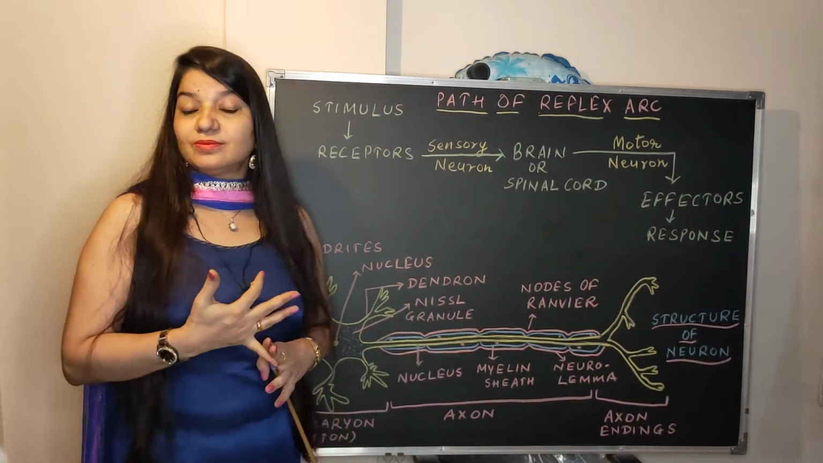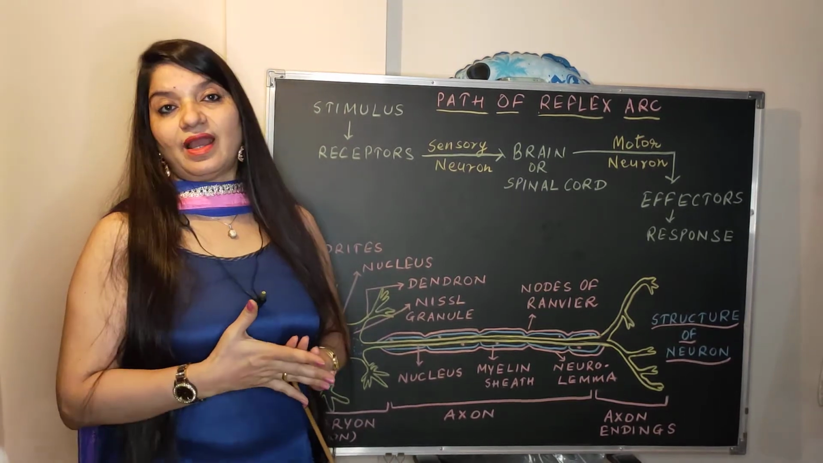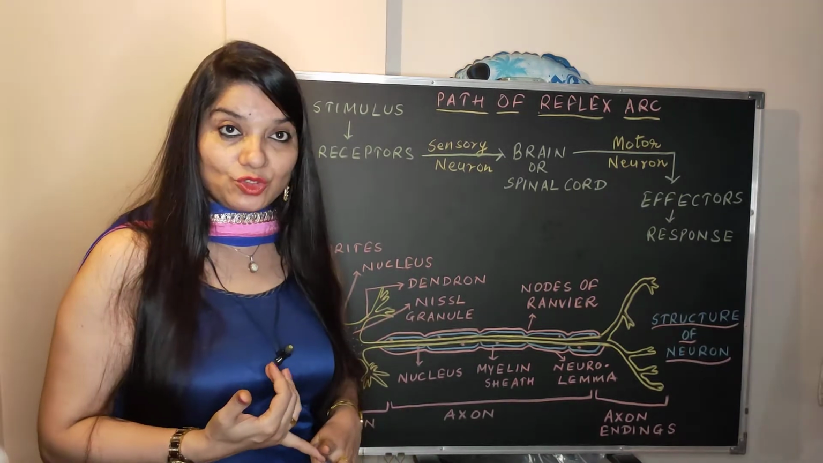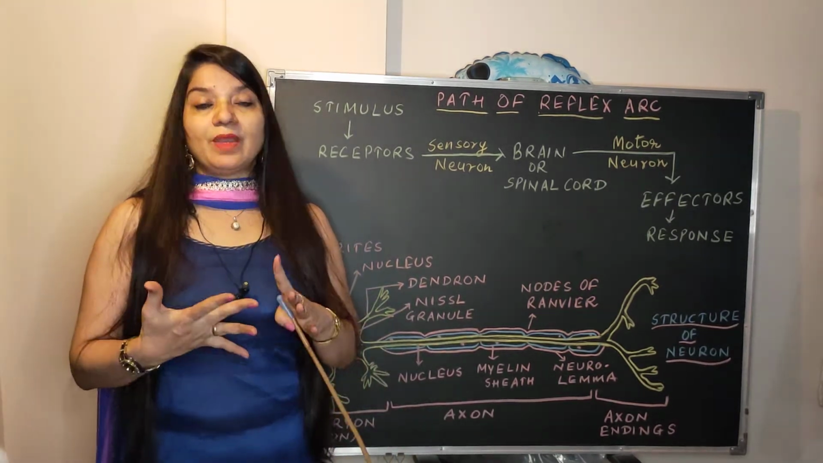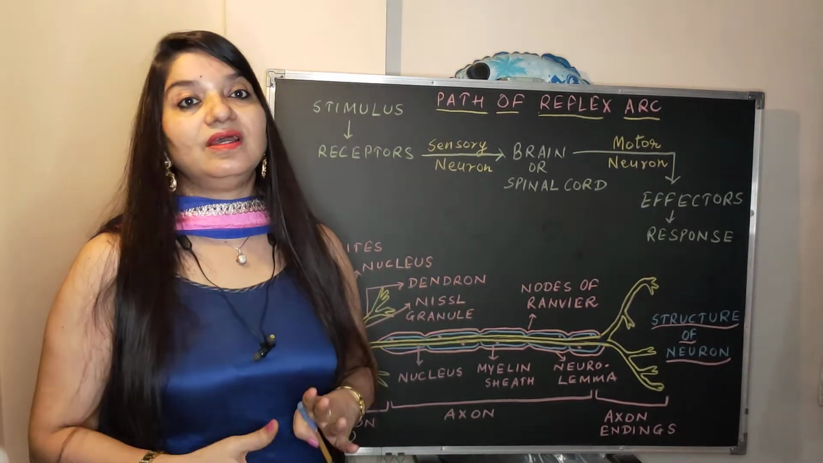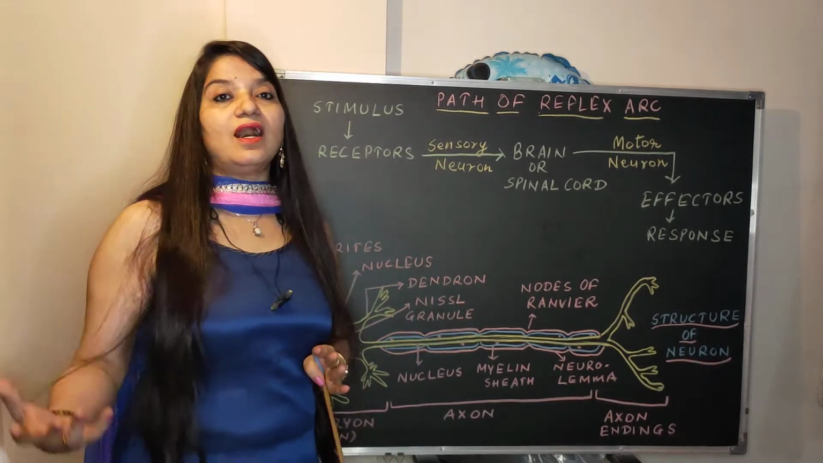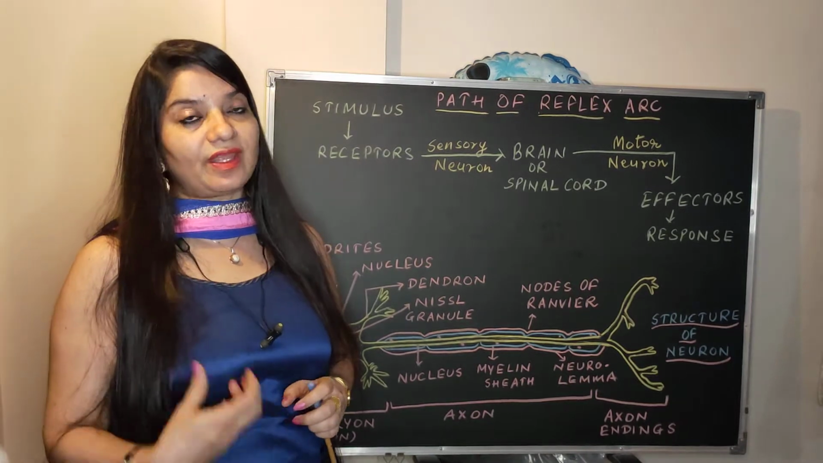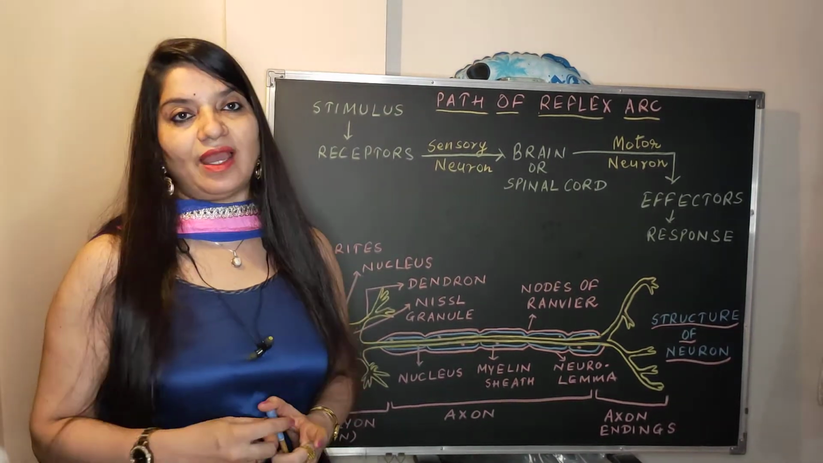Third, it is responsible for carrying out all the involuntary activities. What comes under involuntary activities? Like vasoconstriction, vasodilation, peristalsis, breathing, respiration. All these are involuntary activities. So it is the nervous system which is responsible for carrying out all the involuntary activities.